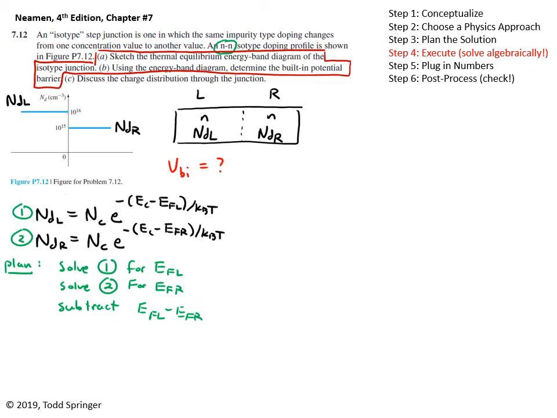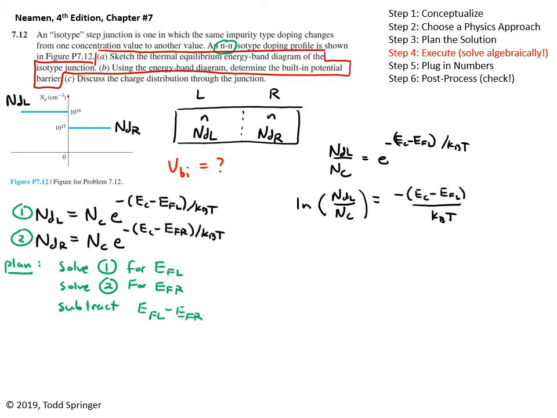Okay, so let's try to do these steps efficiently. So first thing I'm going to do is divide by the NC, so ND left over NC is equal to e to the minus EC minus EF left over kBT. Then I'll take the natural log of both sides. So there you have it. And finally, I have to do a little bit of algebra to solve for EF left. So I think that's what it looks like.